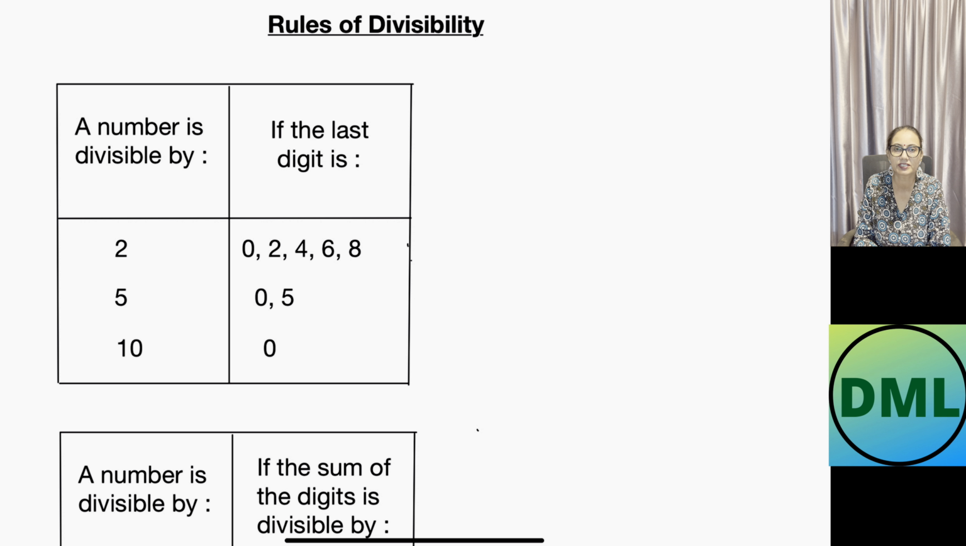Rules of divisibility. A number is divisible by 2, 5 and 10. What are the rules to follow? If the last digit is 0, 2, 4, 6, 8, that means it is an even number, then it is divisible by 2. If the last digit is 0 or 5 only, it is divisible by 5. If the last digit is 0, it is divisible by 10.